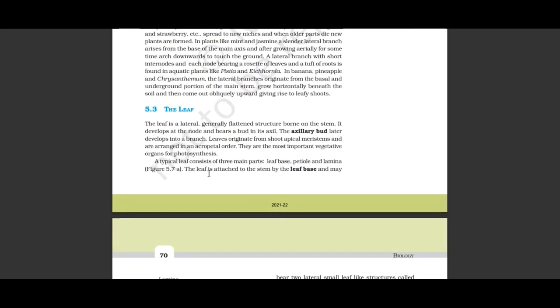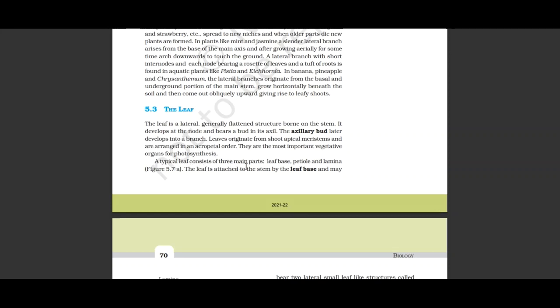Let us see the leaf. The leaf is a lateral, generally flattened structure borne on the stem. It develops at the node and bears a bud in its axil. The axillary bud later develops into a branch. Leaves originate from the shoot apical meristem and are arranged in an acropetal order. They are the most important vegetative organ for photosynthesis.